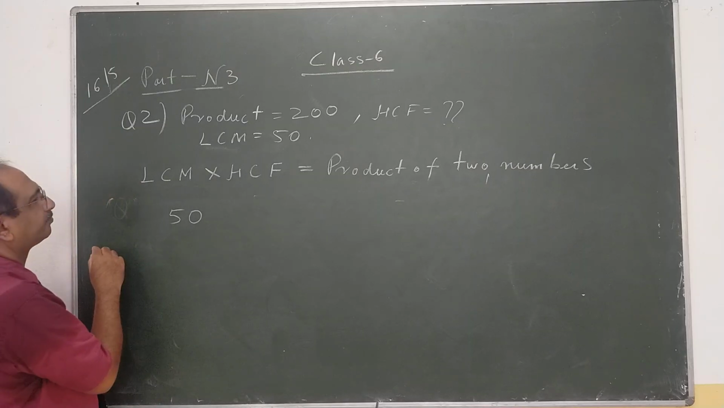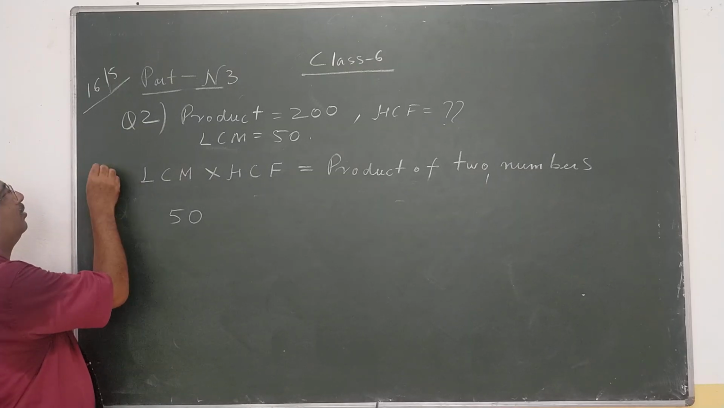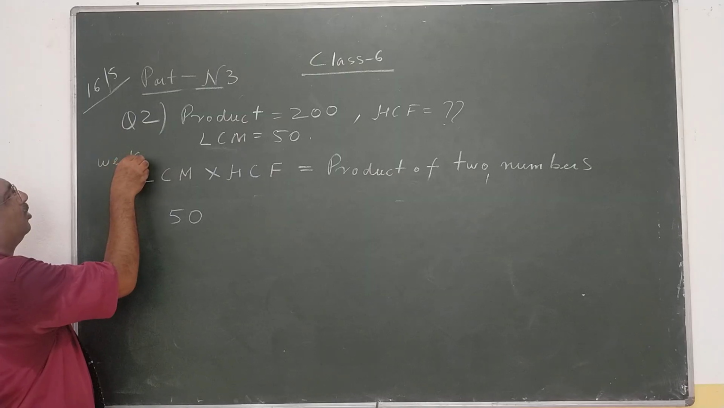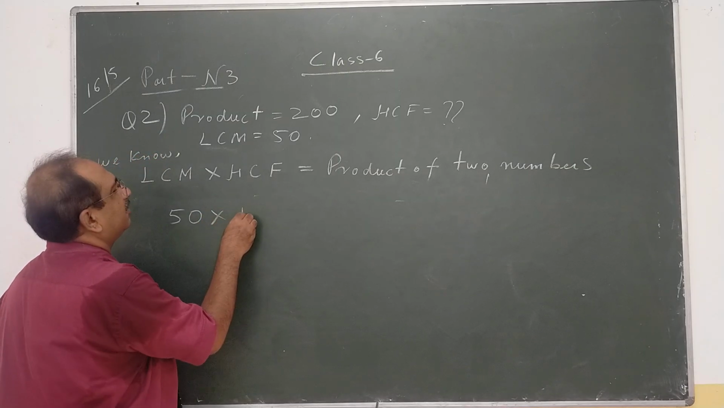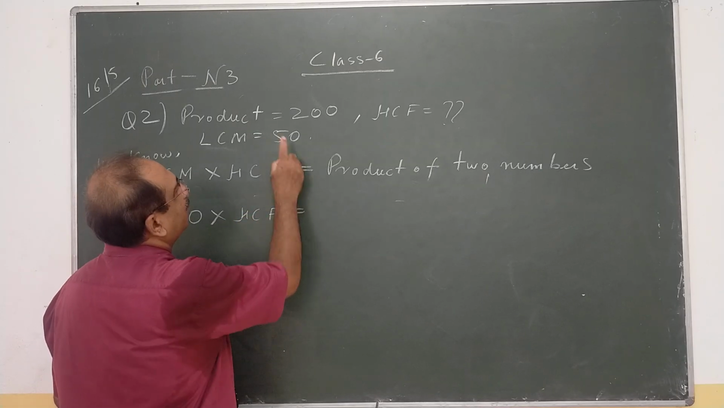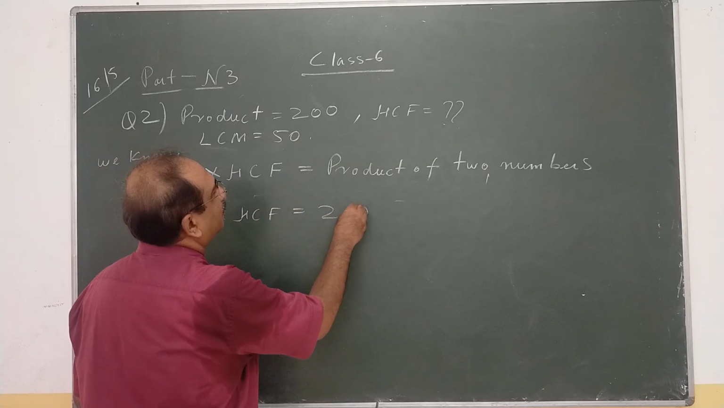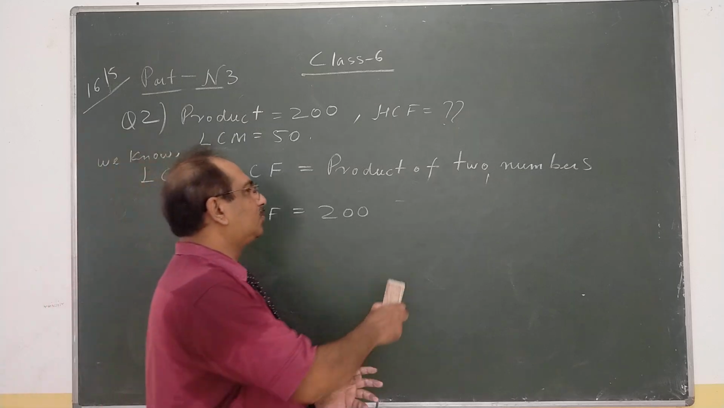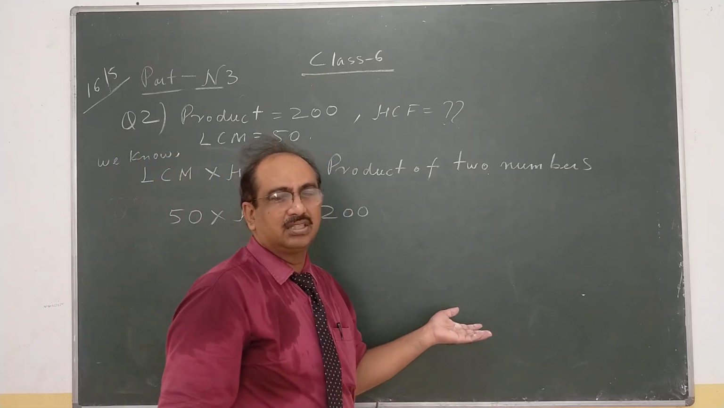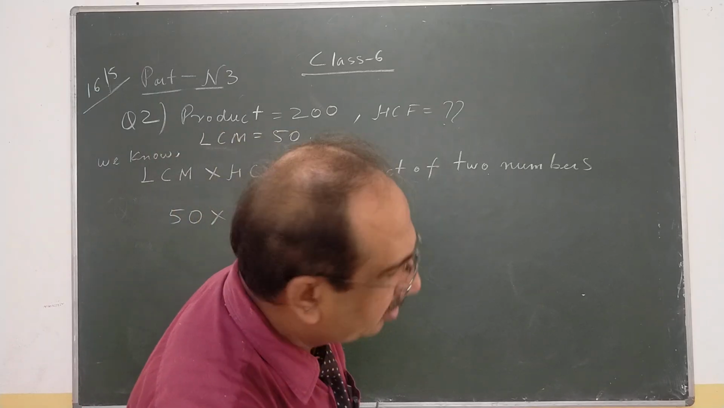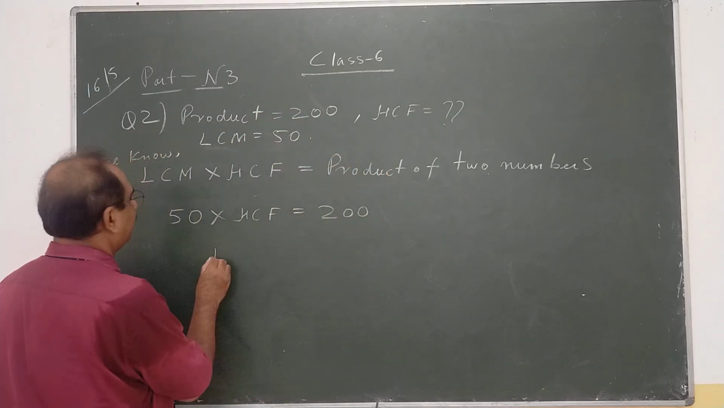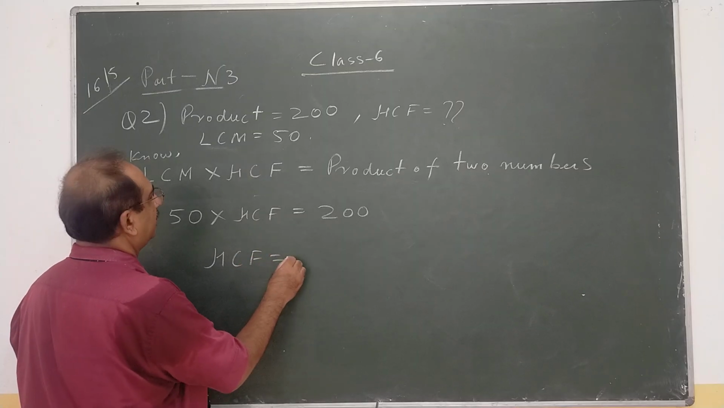You can write here, we know that formula. LCM is 50, HCF we don't know, and product of two numbers, we don't know the individual numbers. So I'll show you in the next 3 sums, it will come where we know the individual number. Okay, children. So here HCF, this sum I said is quite easy.